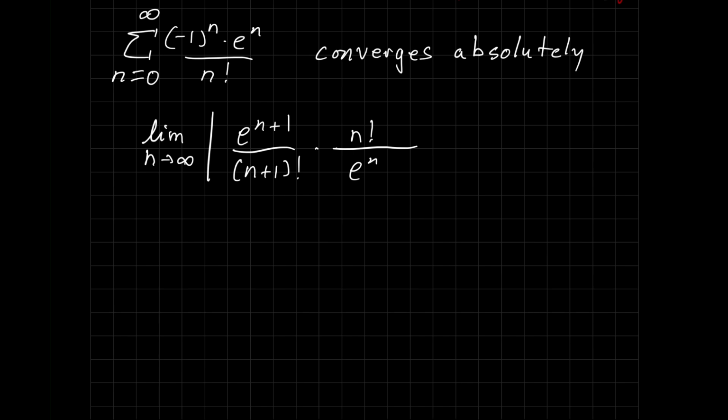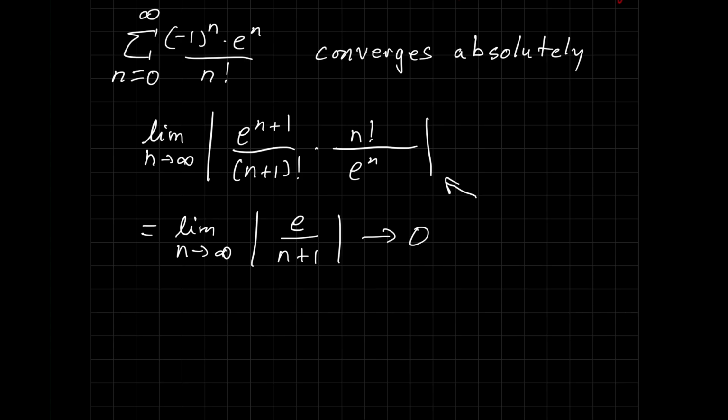How to know it's the ratio test? I have factorials, giant clue. Well, as long as I'm here, let's go and finish this one off. I have the limit as n goes to infinity of e over n plus 1. As n goes to infinity, this goes to 0. So I know that it converges. Notice, absolutely.